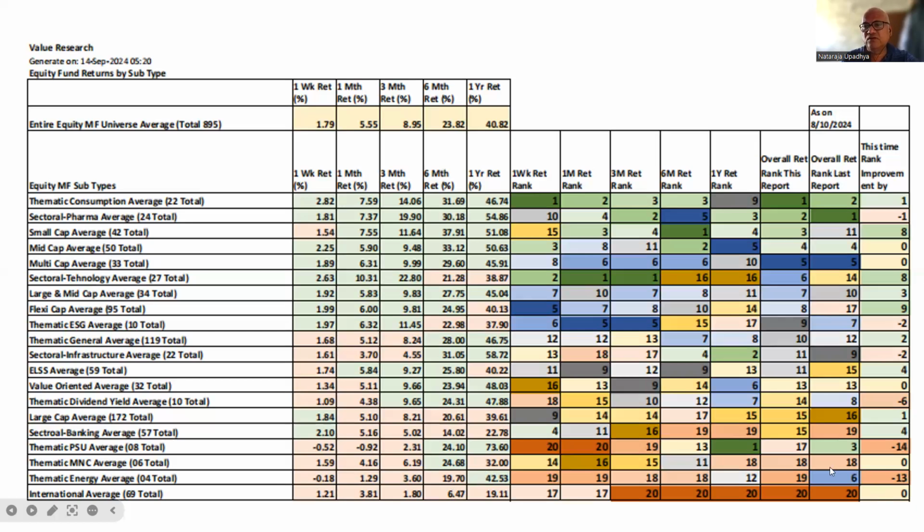And energy funds, red for 1 week, 1 month, 3 months, and 6 months, green for 1 year. Overall ranking is 19. It used to be 6. So again, a huge slippage by 13 points for energy funds.